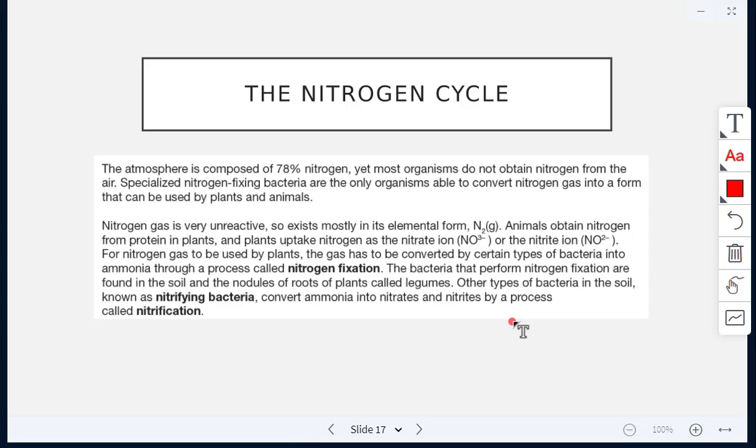For nitrogen gas to be used by plants, the gas has to be converted by certain types of bacteria into ammonia by that process called nitrogen fixation. The bacteria that perform nitrogen fixation are found in those nodules of roots of plants called legumes. And then other types of bacteria, which are the nitrifying bacteria, can convert the ammonia into nitrates and nitrites by a process called nitrification.